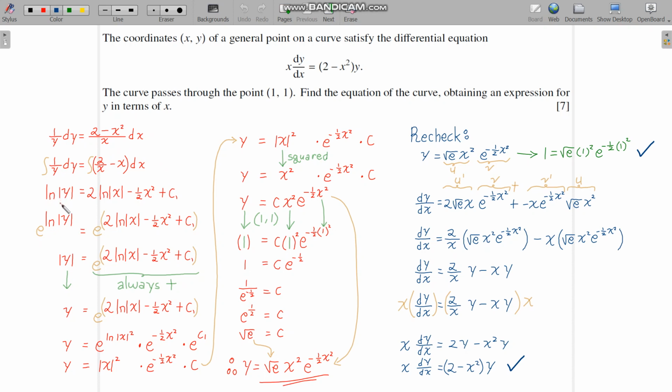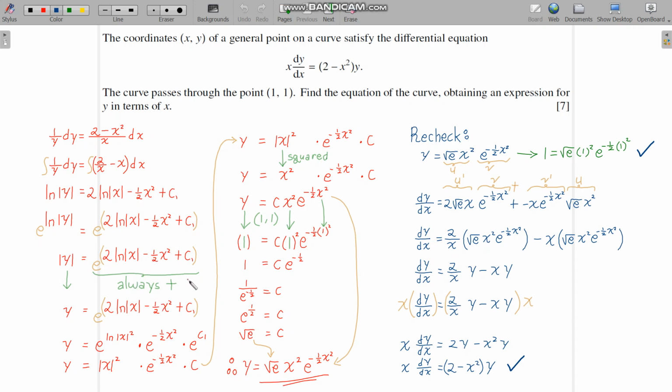The integral is ln of the modulus of y equals, here we have 2 times ln x minus 1/2 x squared plus a constant, let's call it c1. We can raise both sides with the same base e, to get rid of the ln on the left. We have the modulus of y, and on the right we have e to the power of something, which is always positive, so we don't need to use the modulus, just y equals.